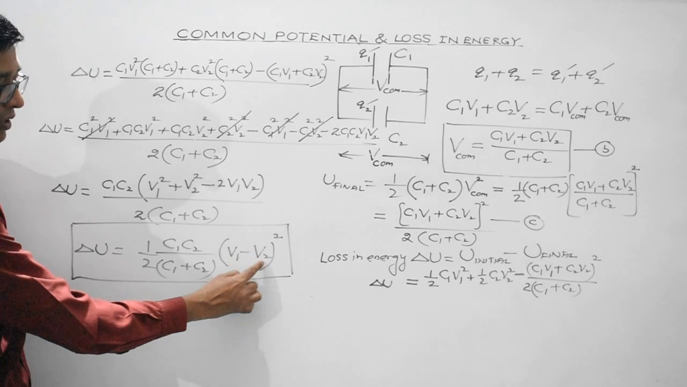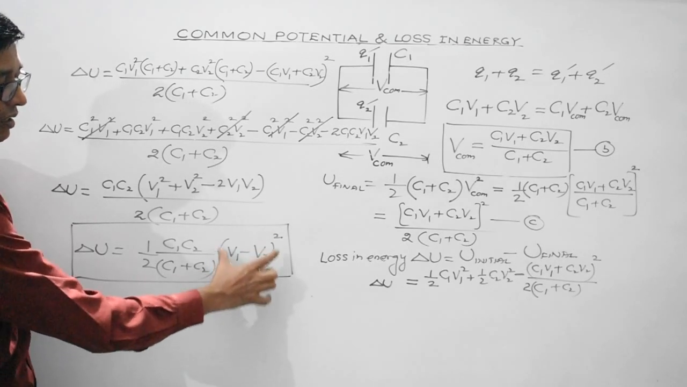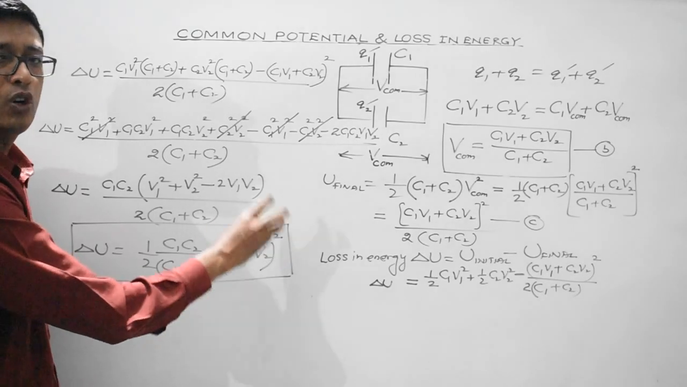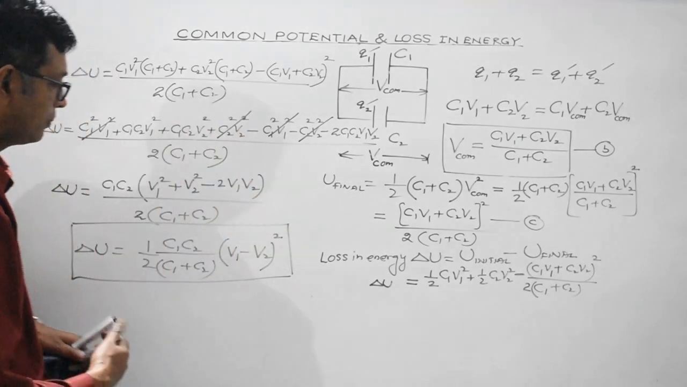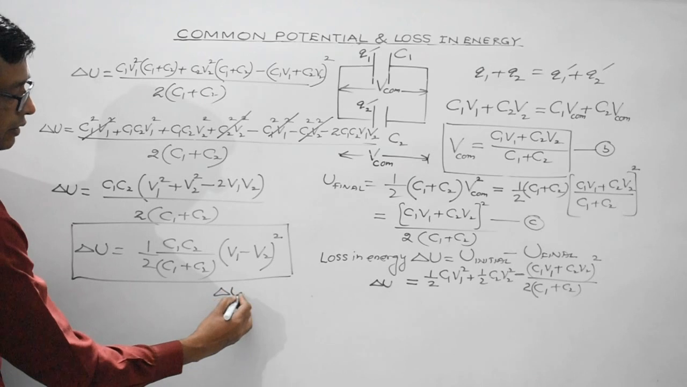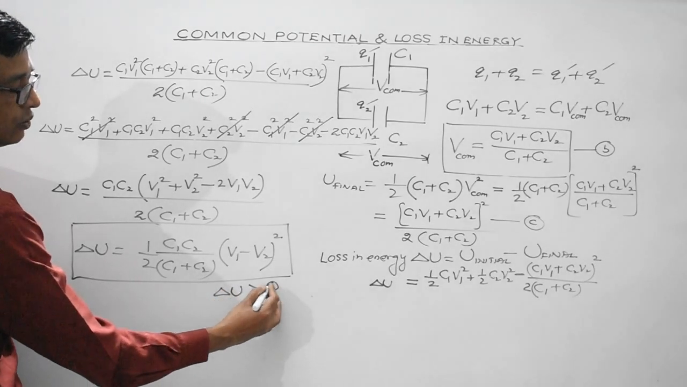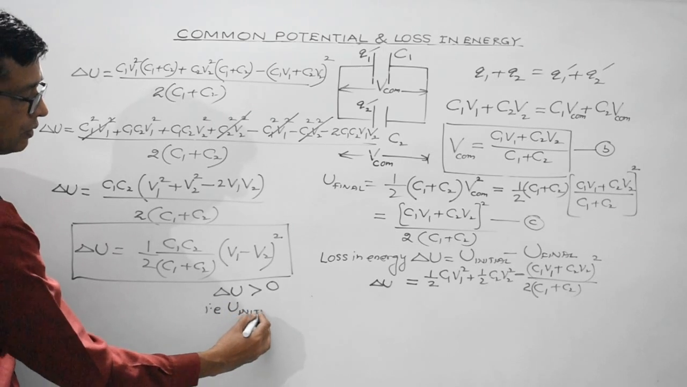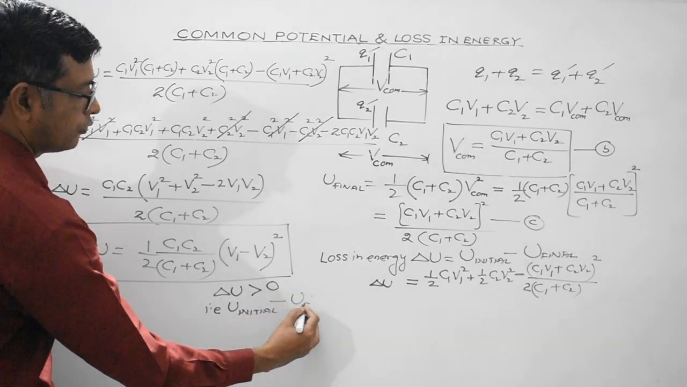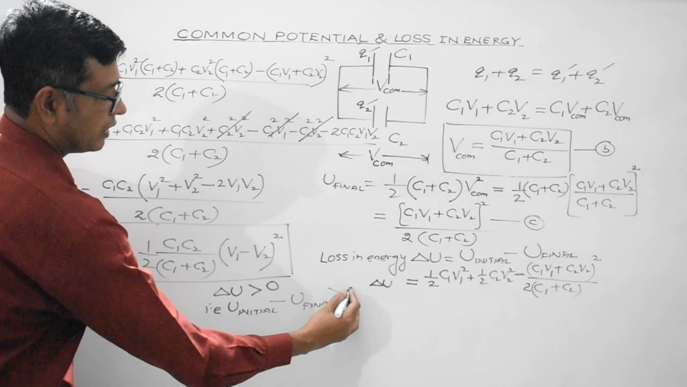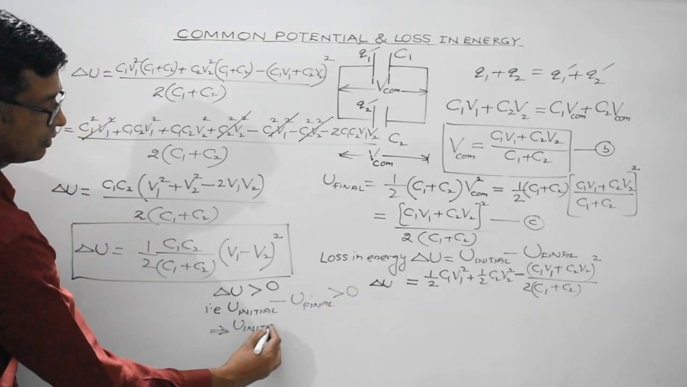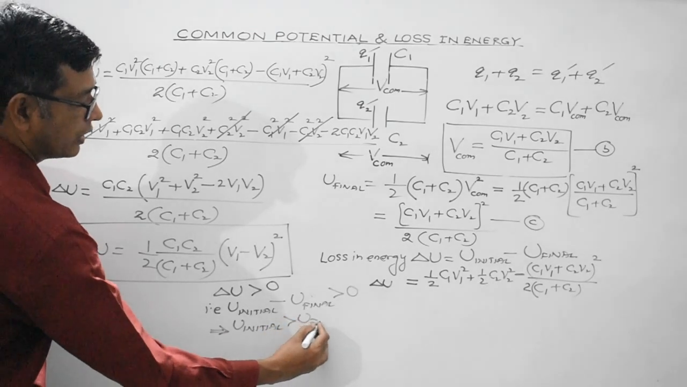V1 minus V2, even if V2 is greater than V1, is still a term which involves a whole square. So (V1 minus V2) whole square would always be positive. So what we have proved is del U is greater than 0. That is, U initial minus U final is greater than 0, which further implies that U initial is greater than U final.